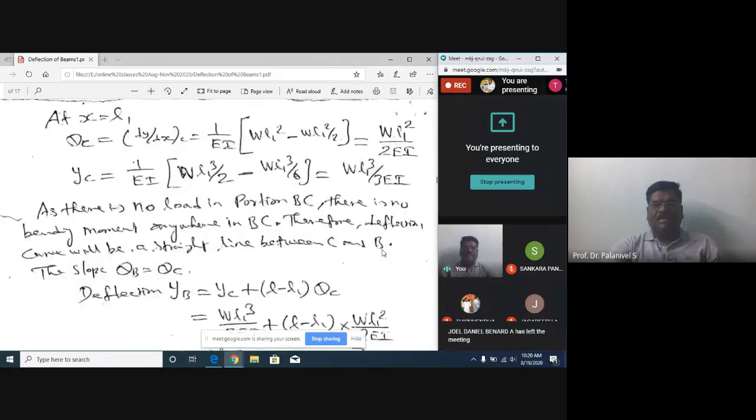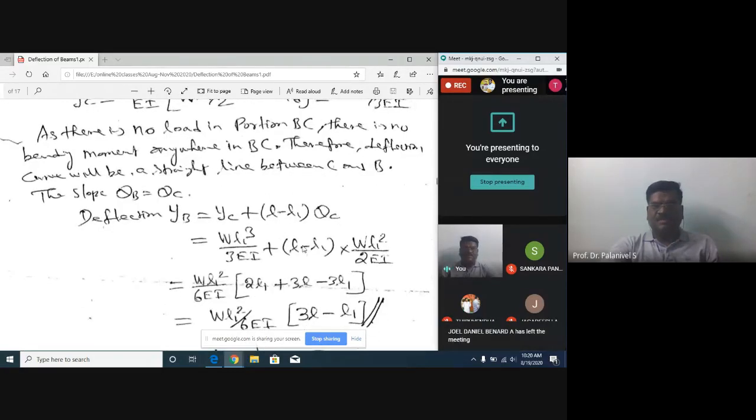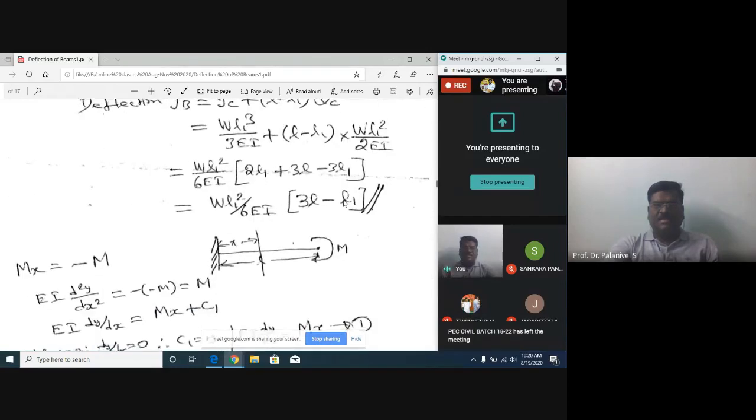That's what I have written here. So you substitute, and you will get an expression like this. This way we can determine the deflection at the free end. Please remember, if any numerical values are given, you have to compute this way, right?